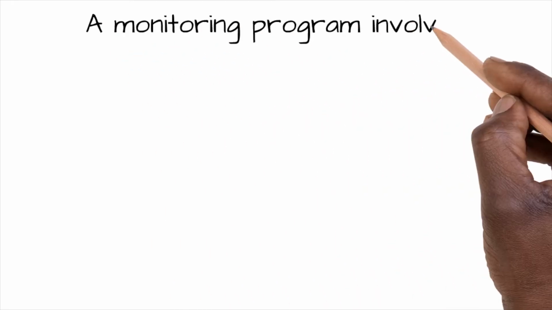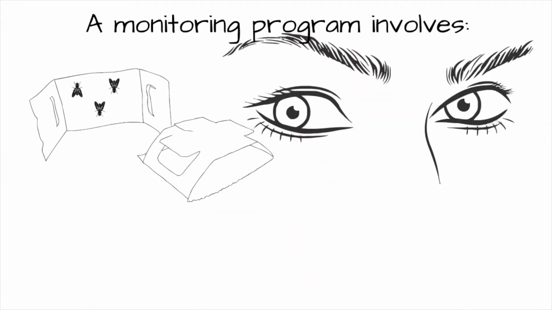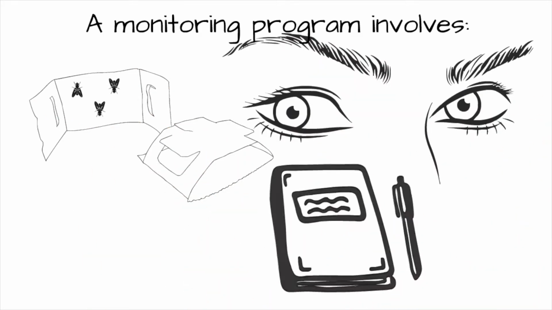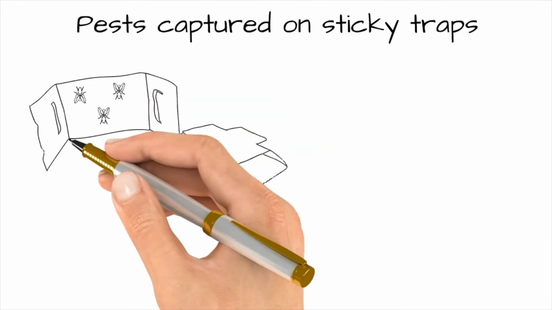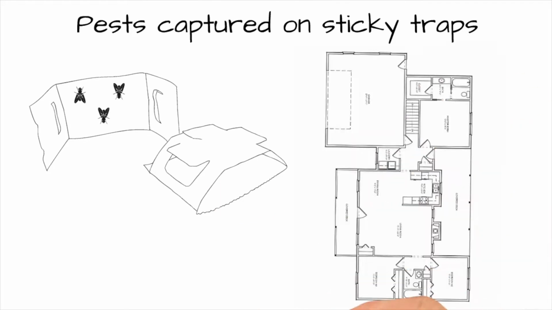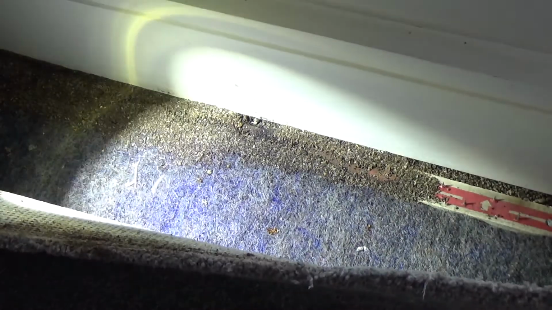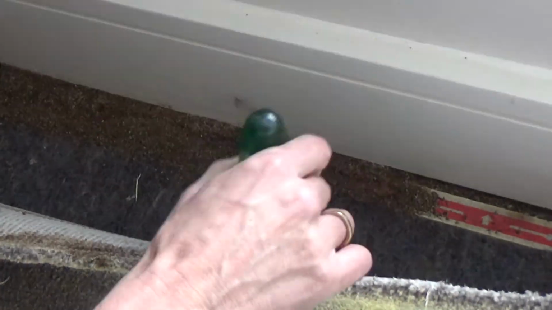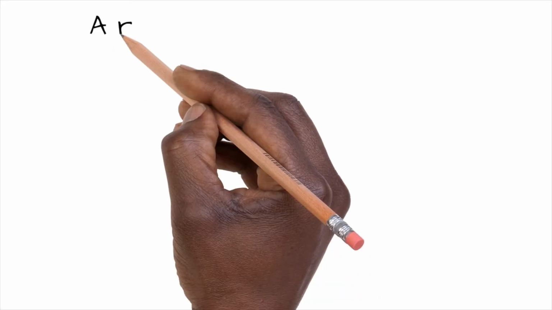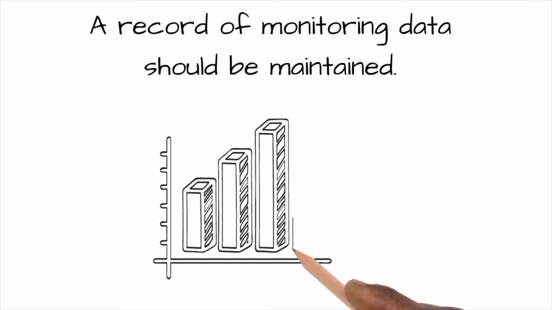A monitoring program involves trapping, sighting, and recording observations. Pests captured on sticky traps can be used to pinpoint areas and levels of infestations. Removing signs of infestation, for example droppings, nesting material, and infested items, repairing pest damage, and then checking for reoccurrence may also be used to determine ongoing pest activity. A record of monitoring data should be maintained.